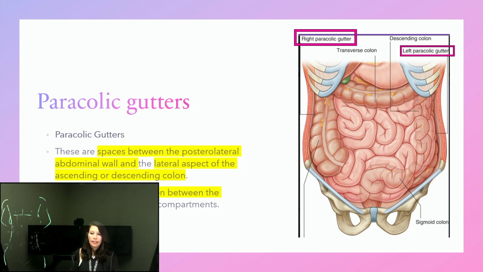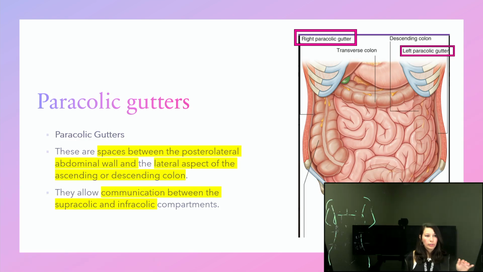Some of the last things that I do want to talk about in this lecture are the paracolic gutters. Because of the way in which the organs are located, it's creating these spaces, right? A left and right paracolic gutter. These are spaces in between the posterior lateral abdominal wall and the lateral aspect of the ascending and descending colon in this particular case.